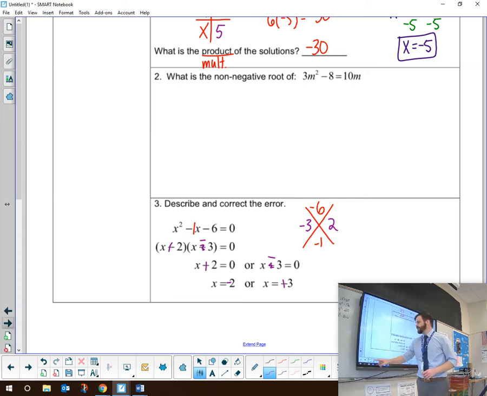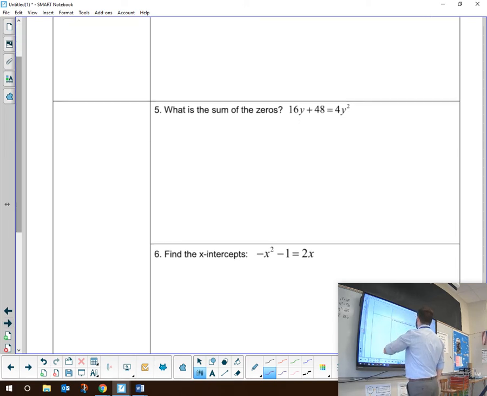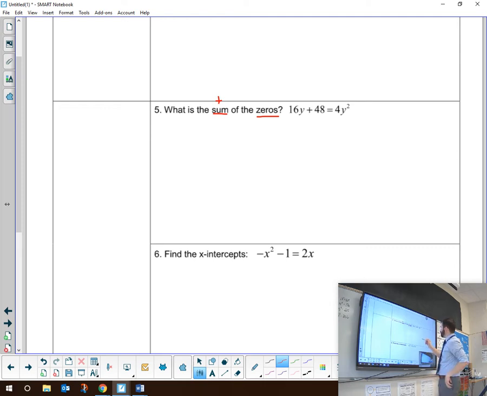Let's turn the page. Let's take a look. Remember, we're doing the odds today, so let's take a look here at number 5. Number 5 says, what is the sum of the zeros? So, sum, add. Zeros, remember that's just another word for my answer. Okay, so remember first step. We're going to move everything to one side and have 0 on one side. So I do not want to move this 4y squared over this way because I don't want to make it negative. We never want a negative a.